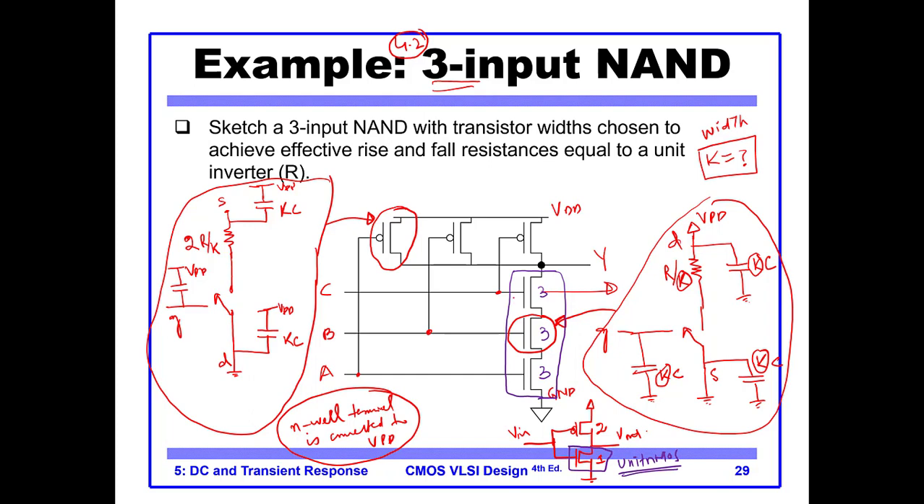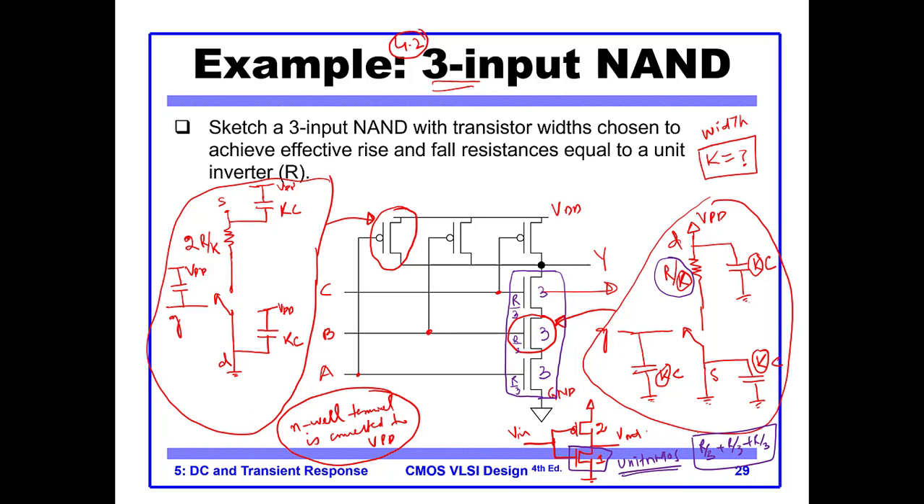When W is equal to 3, what happens to the resistance? The resistance is inversely proportional to W, so the resistance becomes R by 3. You see in the model here, the resistance is R by 3. So for a series, when you add up R by 3, R by 3, R by 3, it gives you a single R. That's the logic for how to size the transistors.